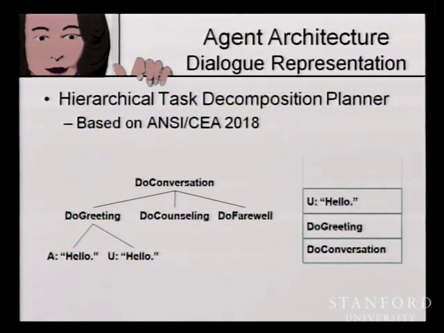So for example, one way of having a conversation is doing a greeting, a counseling body, and a farewell that gets plunked into the tree. And then you further continue expanding that until down at the leaves of the tree, you have actual utterances, things that the character says to the patient, things that the patient says back to the character. And then by maintaining a focus stack of your path through this tree, you can do things like reference generation more efficiently.